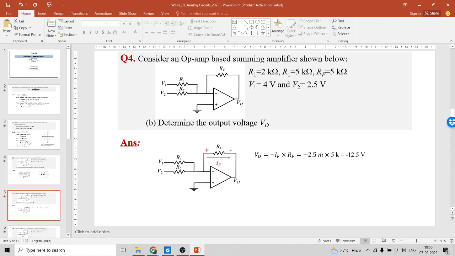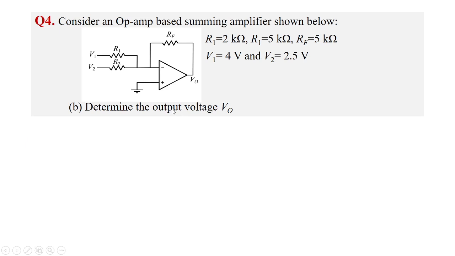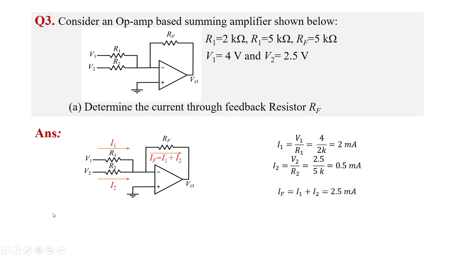So I will repeat the 4th question. It's actually a continuation of the 3rd question. The 3rd question is: consider an op-amp based summing amplifier shown below. The values of each component R1, R2 and RF, and also the input voltages V1, V2 have all been given. The question is to determine the current through the feedback resistor RF. So that was the 3rd question.